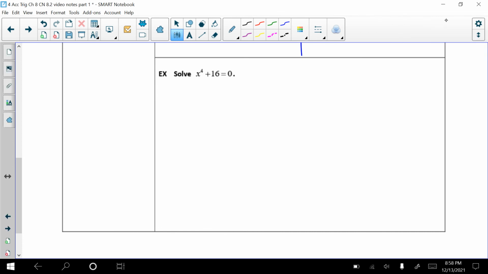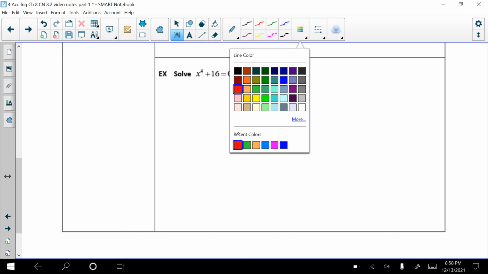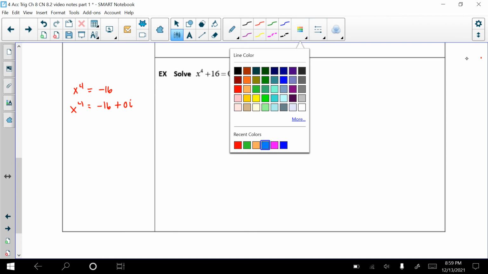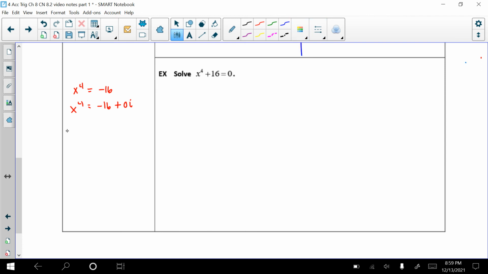Okay, first order of business, do a little rewriting of your problem. So remember, we would move the 16 over, so x to the fourth equals negative 16. Think of that as a complex rectangular expression, negative 16 plus 0i. And then take that and let's determine the complex polar form.